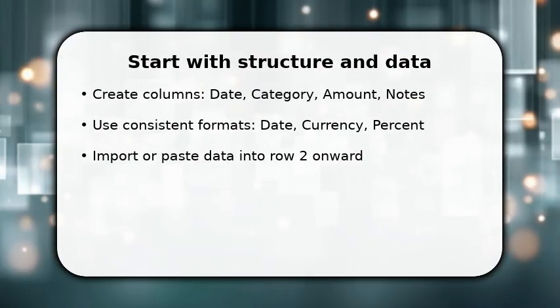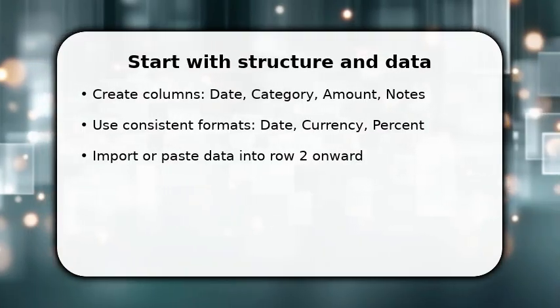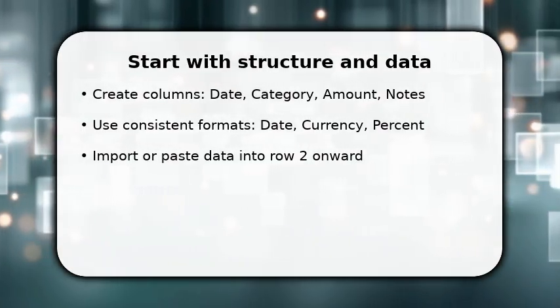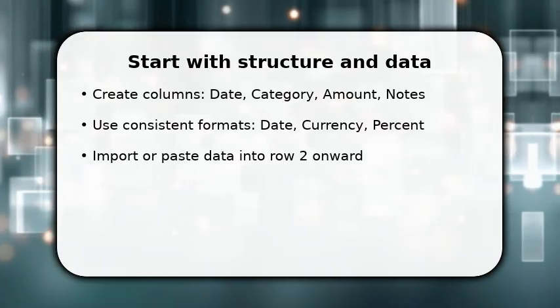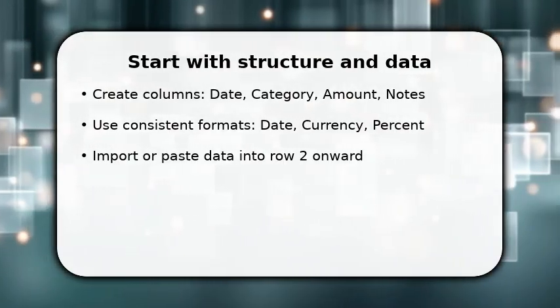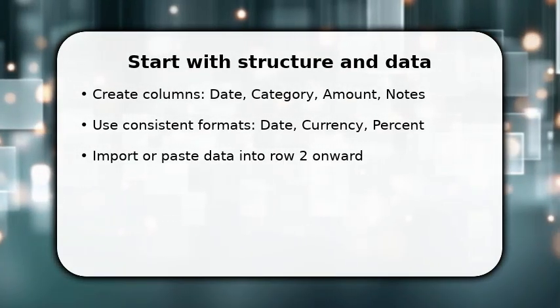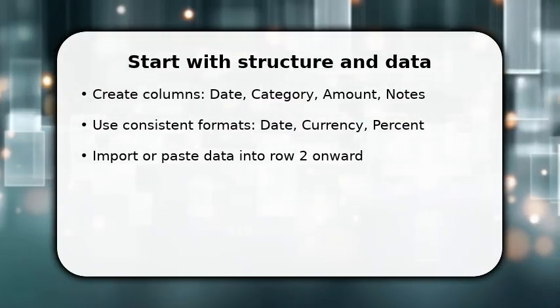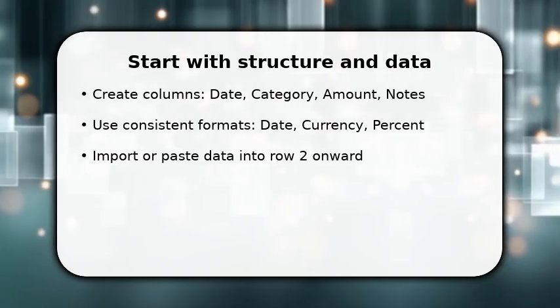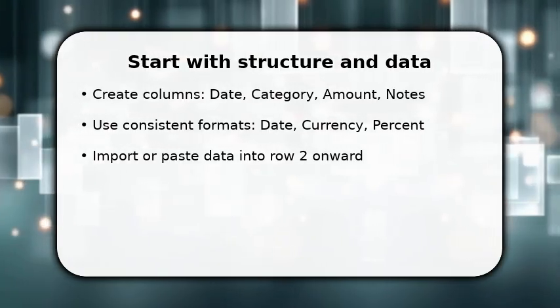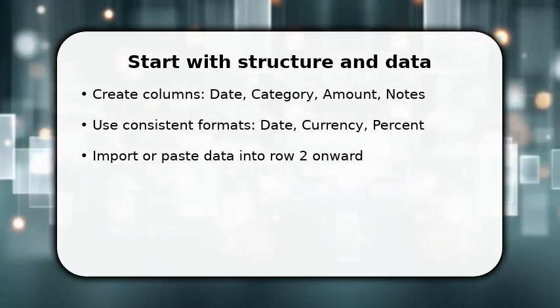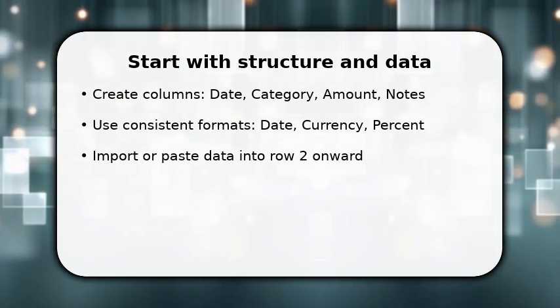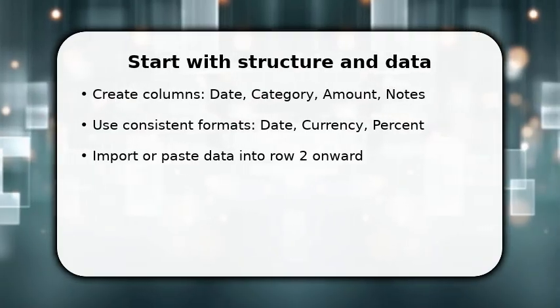You begin by defining a clear structure so every entry fits predictably. Set headers in row 1 and lock them with view freeze so they stay visible. Next, format columns. Choose date format for dates, currency for money, and plain text for notes. This prevents errors when you sort. Then paste or import your raw data starting in row 2. Once done, check 3 rows for correct types and fix any misparsed dates before moving on.